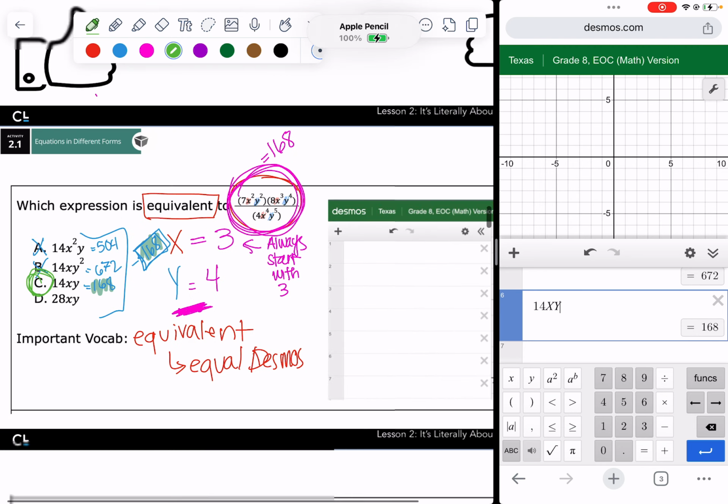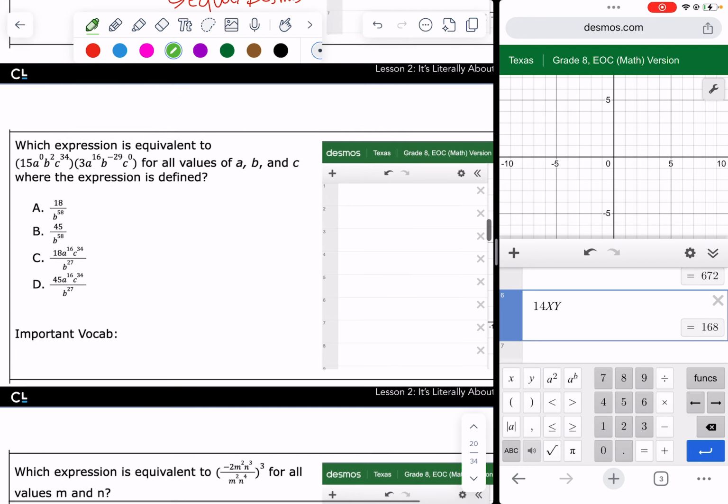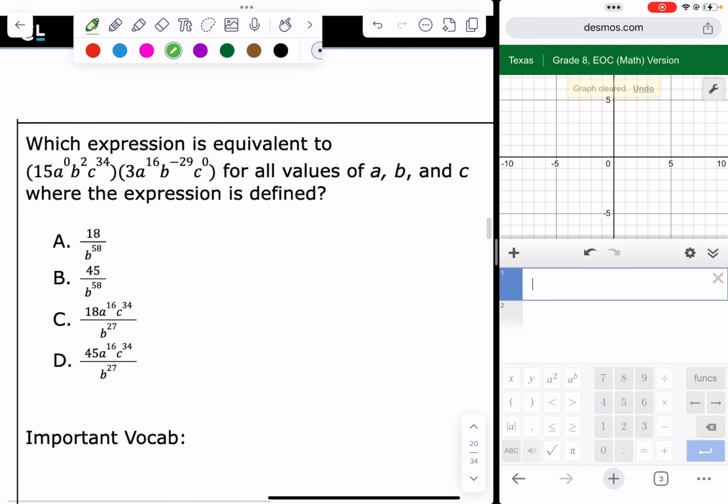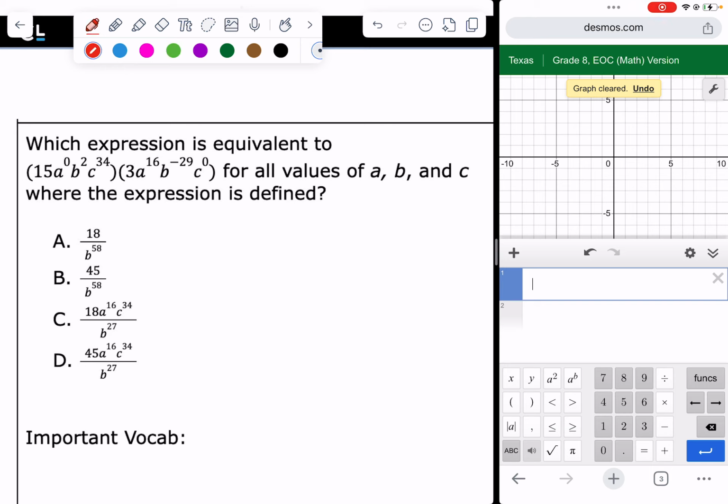Now, let's try one more, okay? So for the next one, here's where we need to start reading again. It says which expression is equivalent to parentheses 15a little 2 or little 0 b little 2 c little 34 parentheses 3a little 16 b little negative 29 c little 0 for all the values of a, b, and c where the expression is defined.